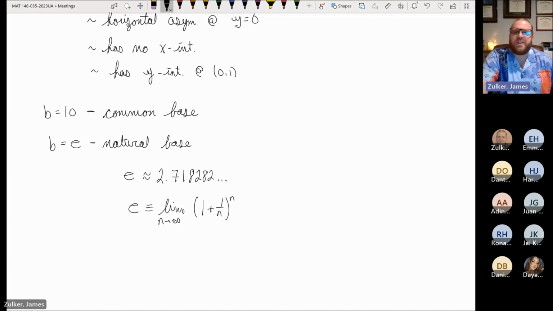Now, the idea of a limit you study in Calc 1 is very similar to end behavior. In fact, it is end behavior if you let n go to infinity.